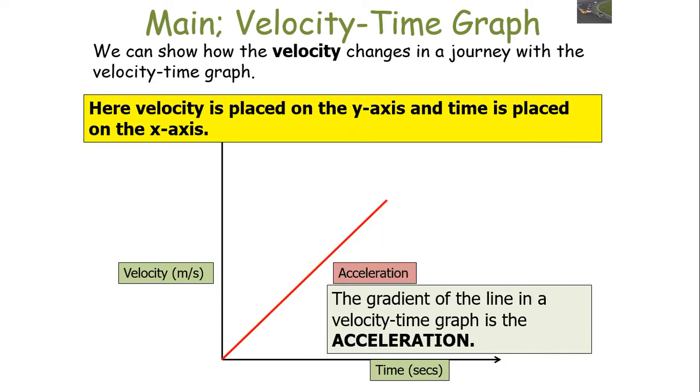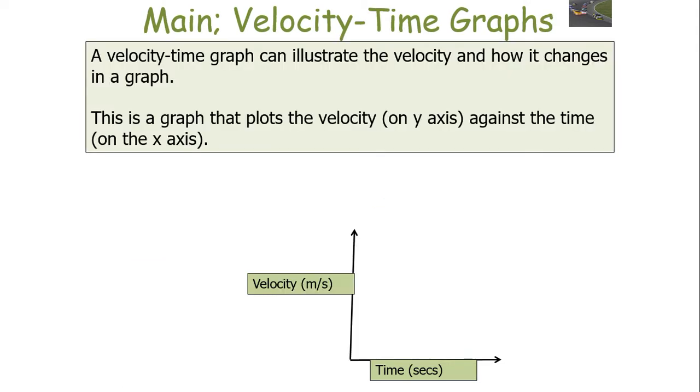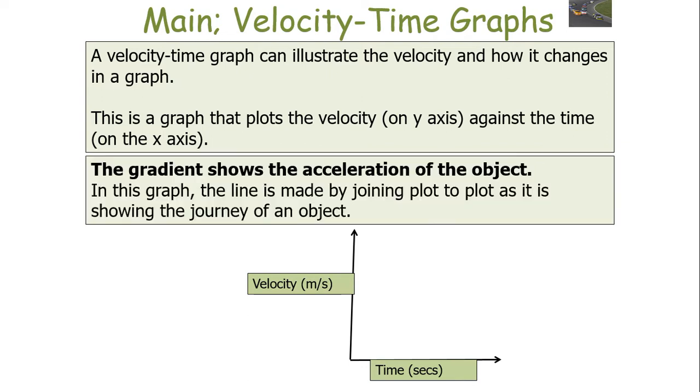So the gradient of a line of best fit in a velocity time graph is the acceleration of the object during that journey. Now a velocity time graph can illustrate the velocity and how it changes. So again we plot the velocity on the y-axis and the time on the x-axis. Now the gradient shows the acceleration of the object. Now also remember, in this graph the line is made by joining plot to plot as it's showing the journey of an object. So you're not looking for a trend, so you don't have to draw a line of best fit. Rather you can go from plot to plot because it accurately represents the journey the object is under.